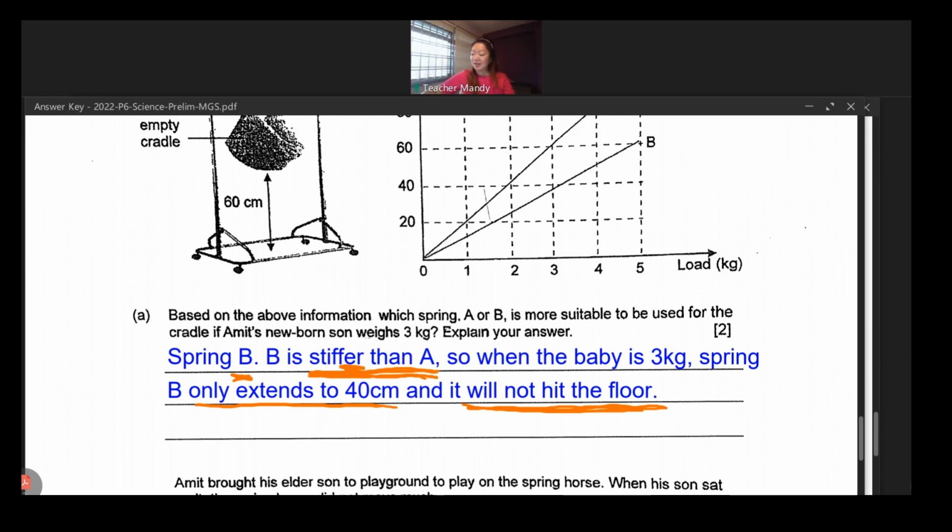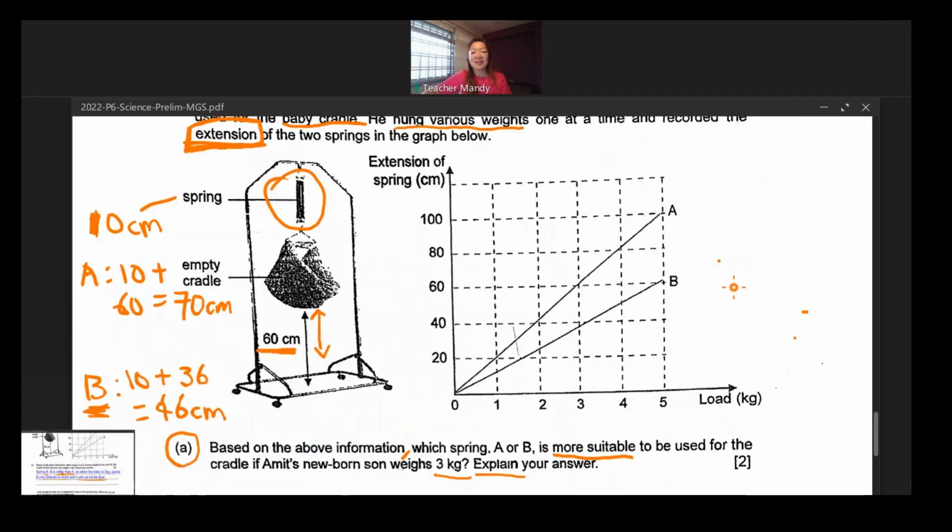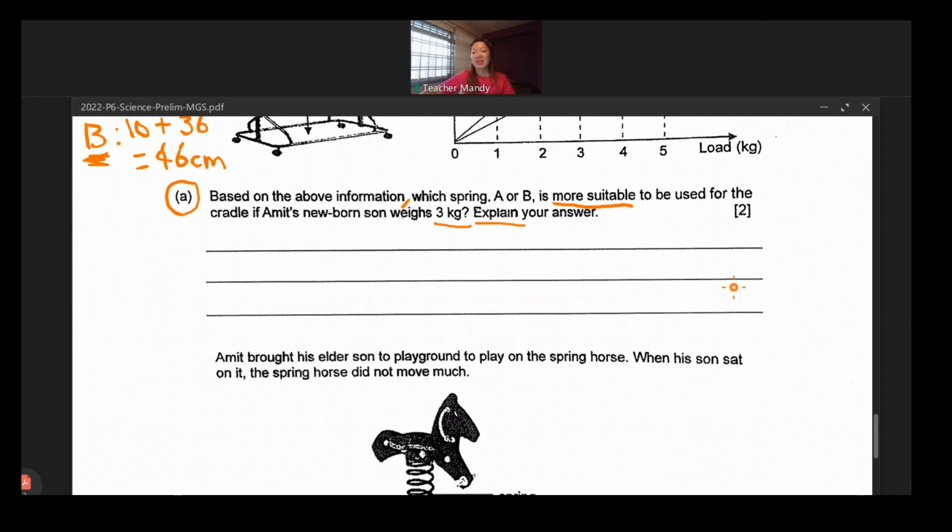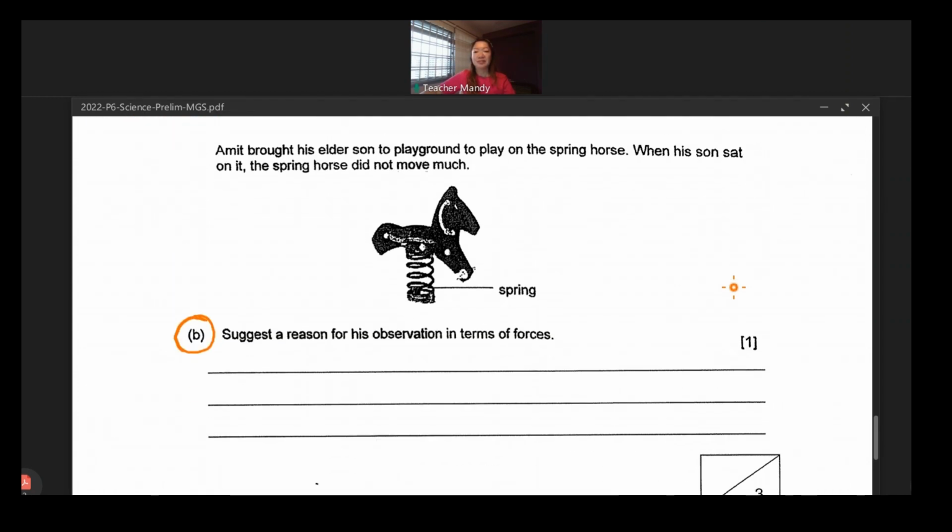Okay? Yeah. The next one is even harder to explain. I think this is the real difficult one because the terms used, you have to come up with on your own. Now, let's look at this one. Amit brought his elder son to the playground. Sorry, I teach English, so I'm a bit anal about this. To play on the spring horse.